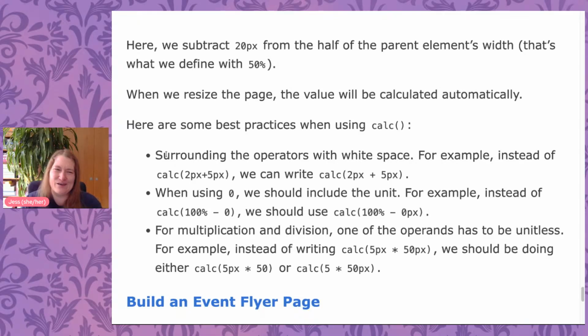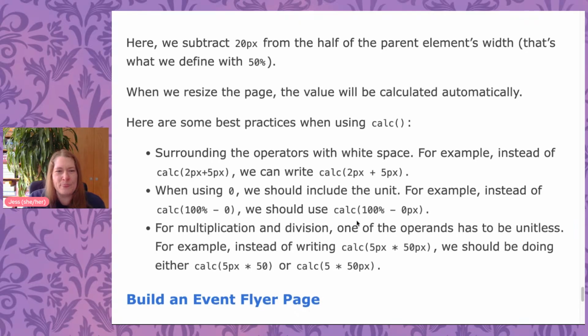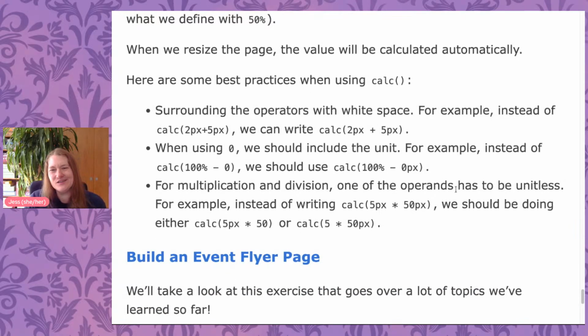So here's some examples which Ed has helpfully brought out to say, hey, do you know what? I might use this when I want to make sure that I'm surrounding things with enough white space. And when you're specifying 0, make sure to say 0 and then the unit, like pixels. And for multiplication and division, one of the operands has to be unitless. So you can't multiply 10 pixels by 10 pixels. You can multiply 10 pixels by 10.